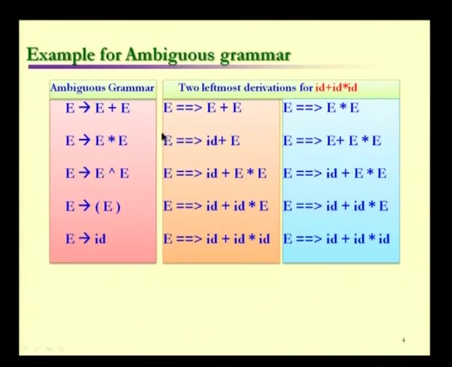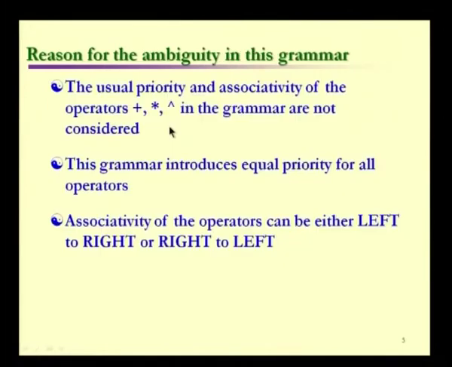That is, all the operators are taking equal priority, and all of them can be used with either left to right associativity or right to left associativity. Since the priority and associativity information are not included in the grammar, we have the ambiguity being produced.